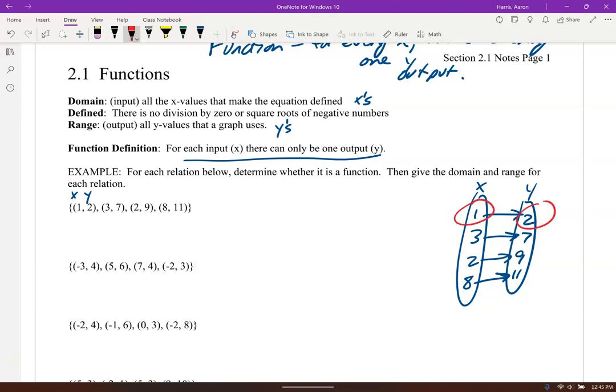So for this x, there's one y. For the next x, there's one y. For the next x of 2, there's one y, 9. For the next x, there's one y. So yes, this is a function, because for every x, there's only one y.